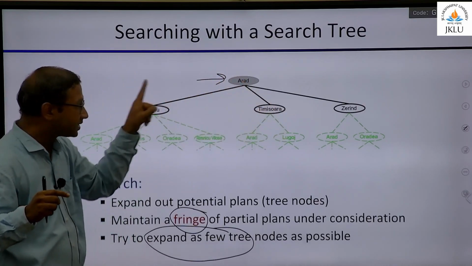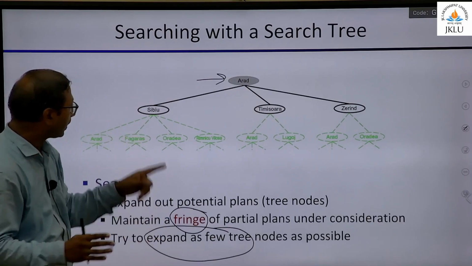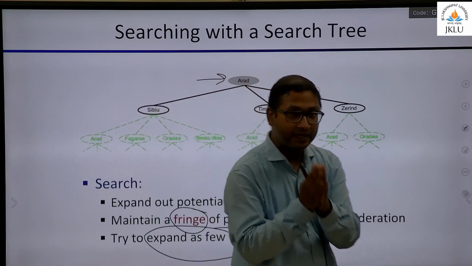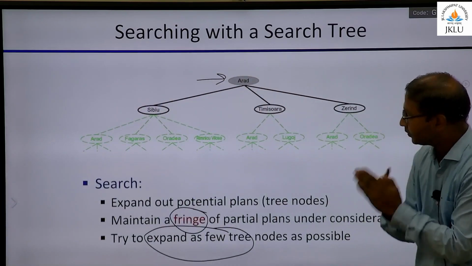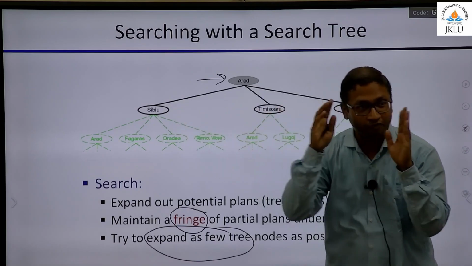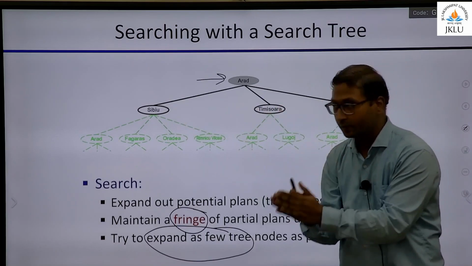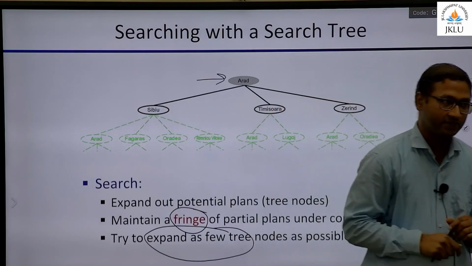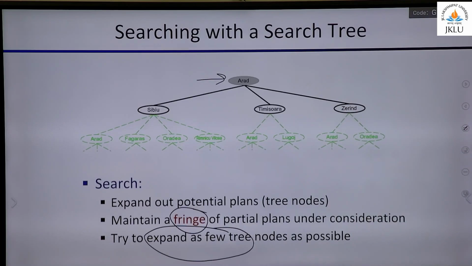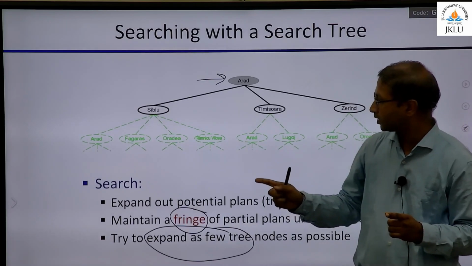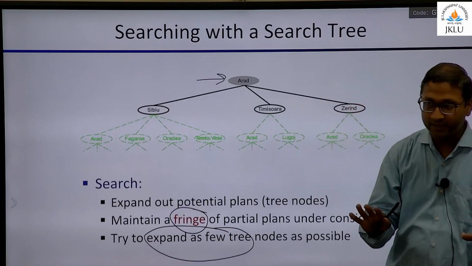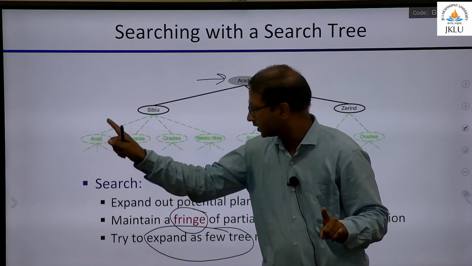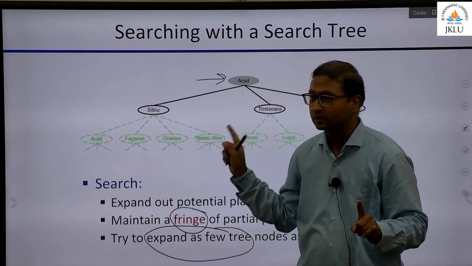I have these three things in my fringe now, and right now I am considering Sibiu. What will be my fringe after I have expanded Sibiu? This is my fringe before I have expanded Sibiu. These three things. After I have expanded Sibiu, give me my fringe. So Timisoara and Zerind, they remain there. What else will be added? Four of them. Arad, Fagaras, Oradea, RV.